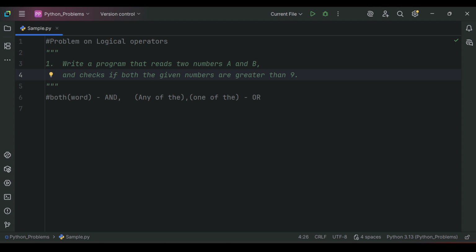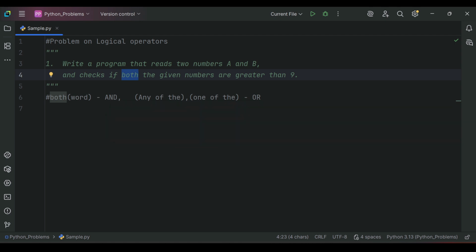In this example, the word both is coming. The word both indicates the and symbol. Not in all problems, but definitely 70% of problems are like this. Here the word both indicates the logical and operator.